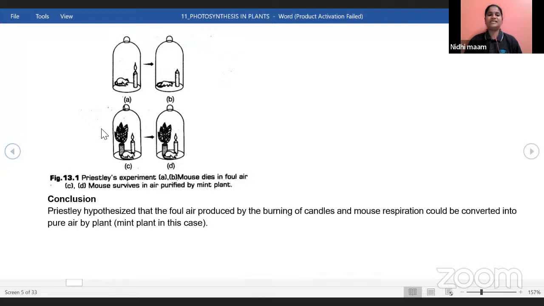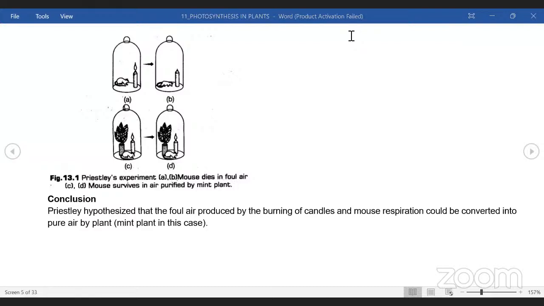See, Priestley's experiment. Mouse dies in foul air. Mouse survives in air purified by the mint plant. Right? So it is a Priestley experiment. So what did he conclude by this experiment? Priestley hypothesized that the foul air produced by the burning of candles and a mouse's respiration could be converted into pure air by plants.